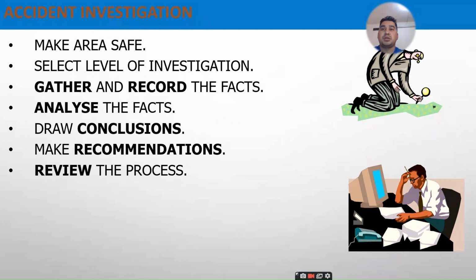And you have to review the process. Why do we need to review the process? Because the process was not proper. That's why this accident or incident happened. So you have to review the process and make sure that the process is working properly, and that the process will be affected also.